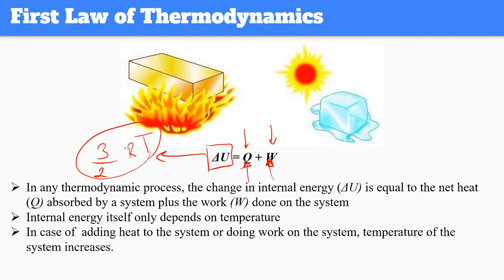There's no N, I guess. I think that was kBT, something like that. So internal energy itself basically depends on the temperature. So then what can we conclude over here? If you would like to change the temperature of a system, you either add heat or you do work in the system.